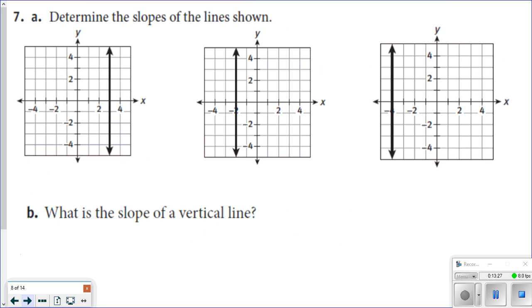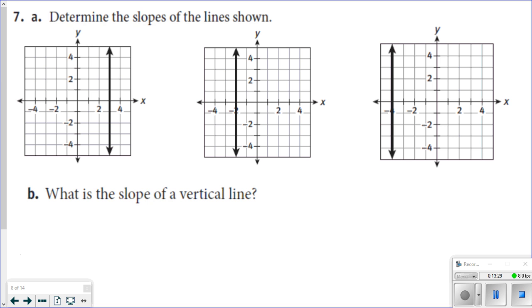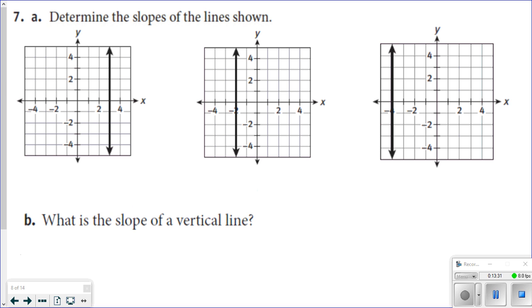These ones look different to me. Okay, so let's say I put a point here and here. This time, my rise is 2. My run, I'm going over, is 0. Type that into a calculator and see what it says.